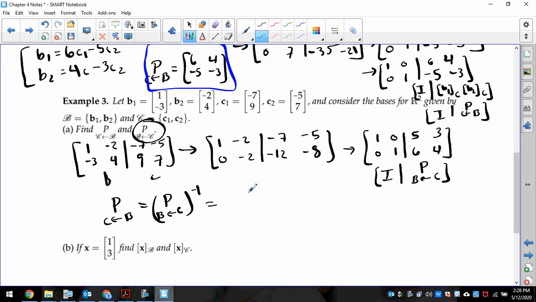So let's just take the inverse of this. The determinant is going to be 20 minus 18. Swap these two, so 4 and 5. Negate the others.